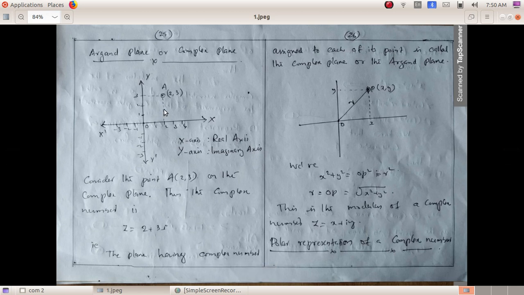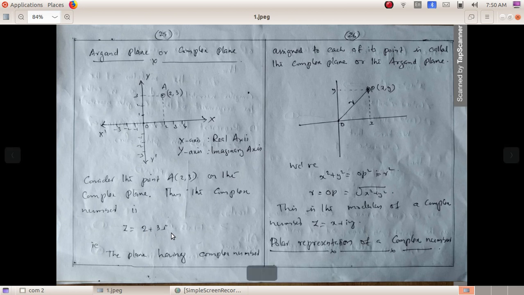Now I am taking a complex number on this plane. When we represent a complex number on the Cartesian plane, we say that this plane is the Argand plane. We know that this point is (2, 3): 2 on the x-axis, 3 on the y-axis. Then how do you represent this point (2, 3) as a complex number? That is 2 plus 3i.